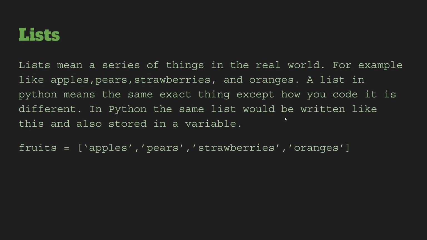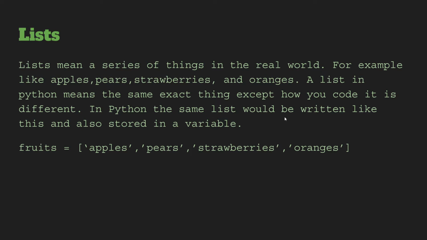Lists. Lists mean a series of things in the real world. For example, apples, pears, strawberries, oranges. This is a list. A list in Python means the same exact thing, except how you code it is a bit different.